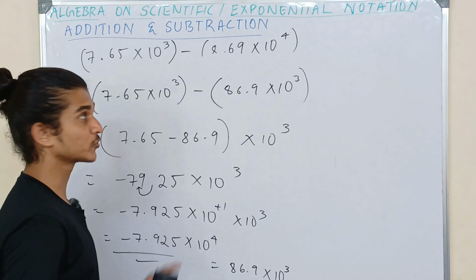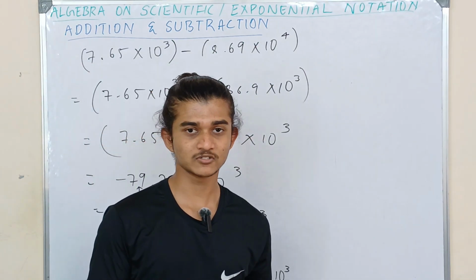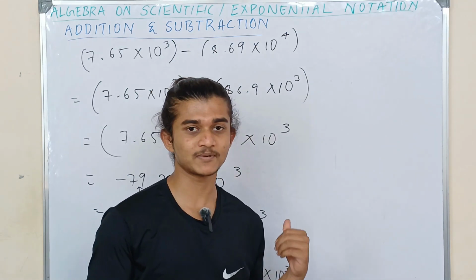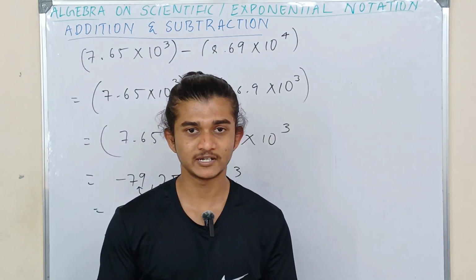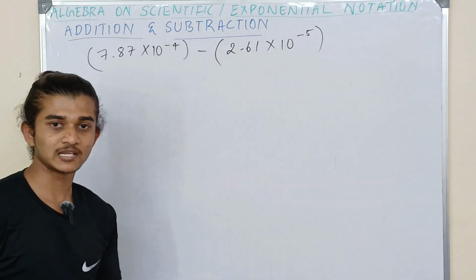So this is the way in which you can add, subtract, multiply and divide the scientific notation numbers or exponential notation. I'm going to do one more example on this particular addition and subtraction so that all the doubts will be clarified and you'll be thorough with this particular concept. So now let us solve the last example.